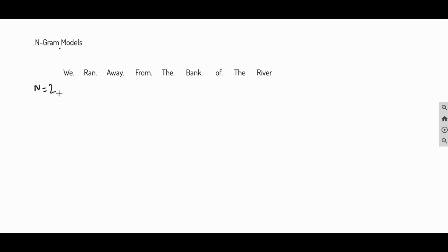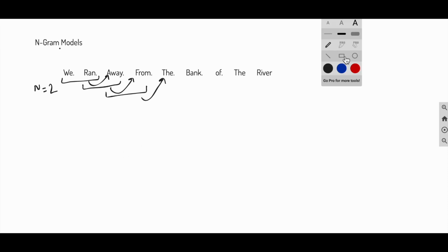With an n-gram model, we first pick a value of n. So let's say we pick an n of 2. Then we look at the previous n tokens to predict the next token. So we look at "we ran" and predict "away," "ran away" and predict "from," "away from" and predict "the," and so on and so forth.